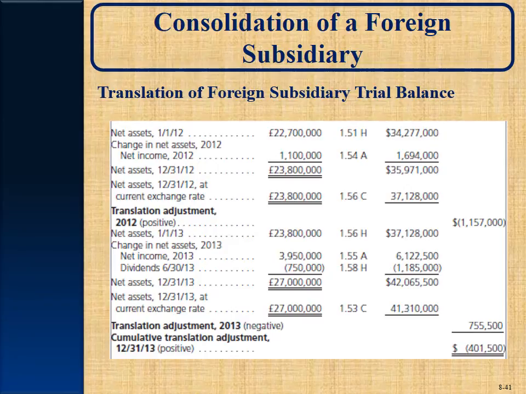41,310,000. So we actually had a negative translation adjustment here. So the combination of those 2 years would lead to a cumulative translation adjustment of positive 401,500. Remember, under the current exchange method, you are using the comprehensive income area of equity to store your gain or loss on translation.